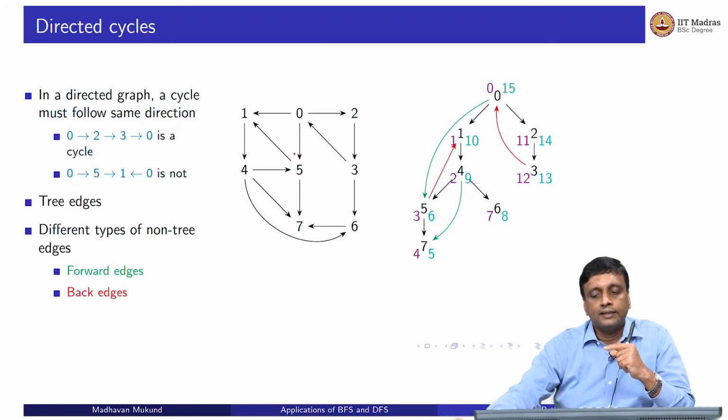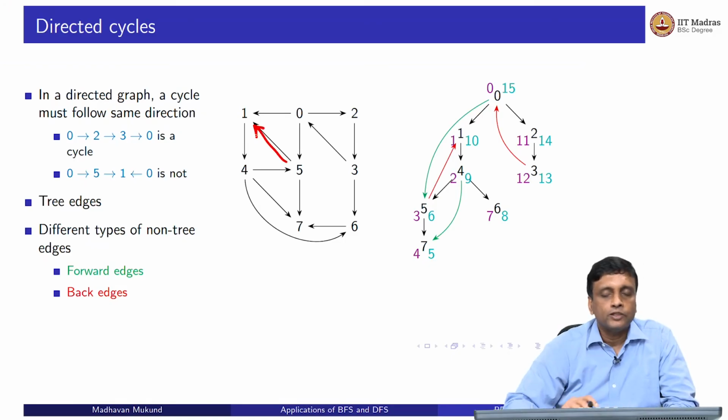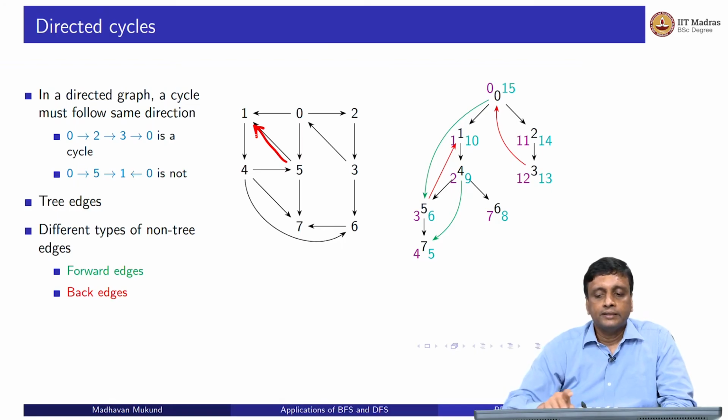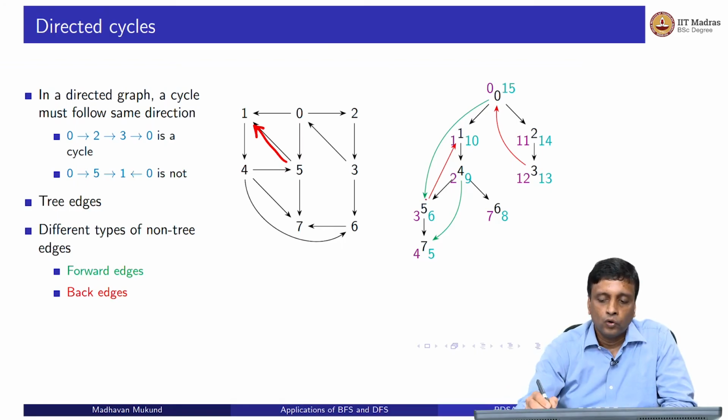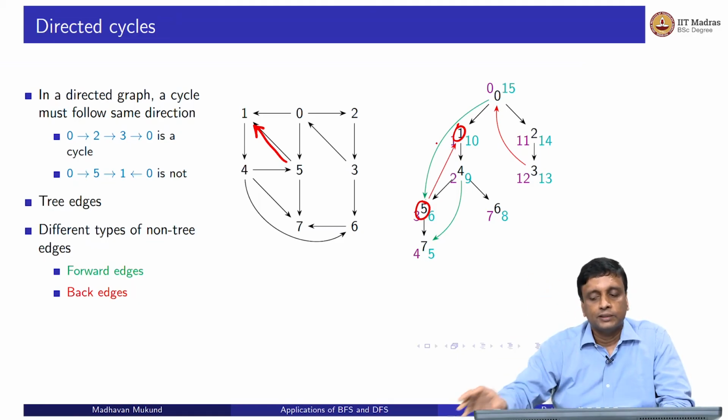And of course symmetrically there is a backward edge, something which comes from below to above. So we have an edge, for example, from 5 to 1. So 5 to 1 is not there in my tree, but it is an edge from a node below to a node above in the tree. So it's connected by a path in the opposite direction. So this is a backward edge.